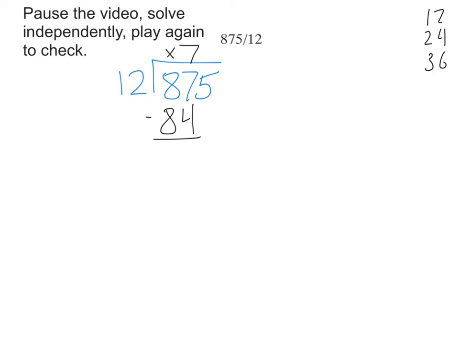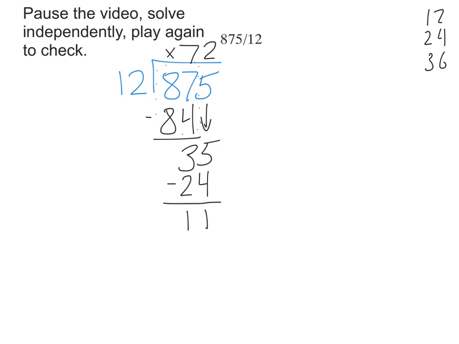I'm going to subtract. Remember, I'm just focusing on 84 and 87. We get 3, and we bring down the 5, and we're ready to repeat the process. How many times does 12 fit into 35? And in this case, the fact table might help me, or I know that mentally. It is 2, which gives me 24. And I have 11 left over.